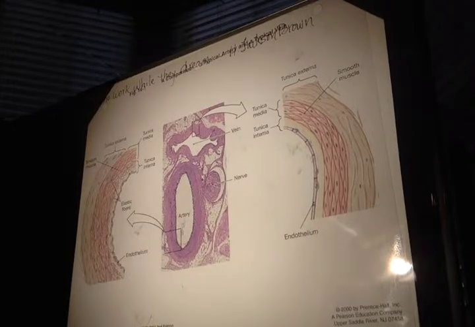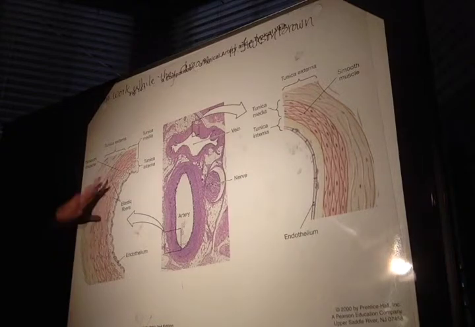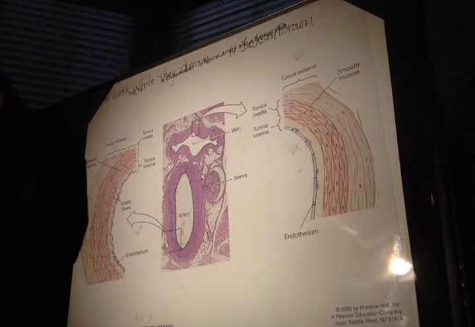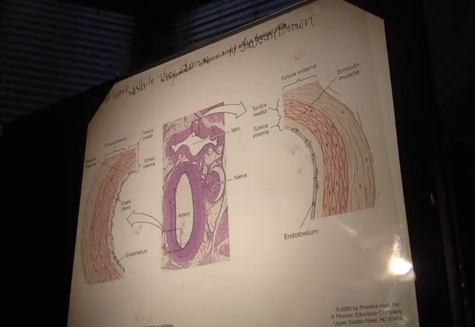So from looking at this picture, what is the biggest difference that you see between the 2 walls? The media is significantly bigger on the artery side. So that is one of the major differences. The media, or the muscularis, is significantly bigger on the arterial side.